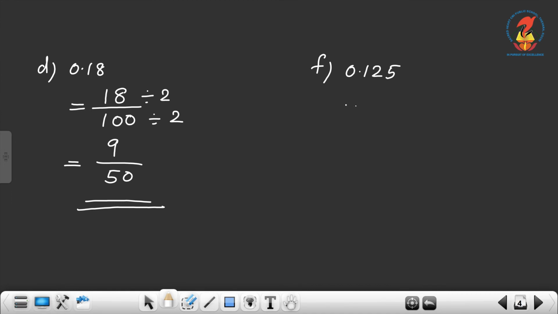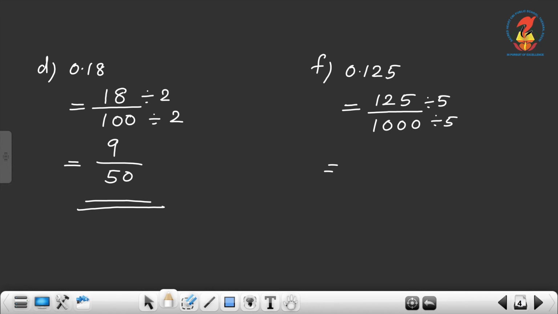Next, 0.125. 125 by, count the number of decimal places. There are 3 decimal places. Therefore, the denominator is 1000. So 125 divided by 1000. Now we have to reduce to the lowest form. We have to write down the lowest form. So 125 and 1000, which is the common factor? 5. So we can divide both numerator and denominator by 5.